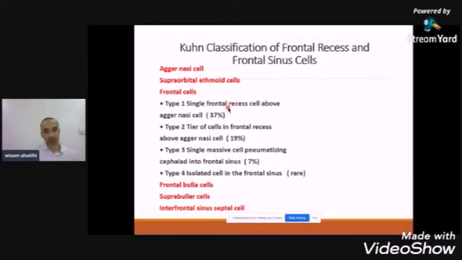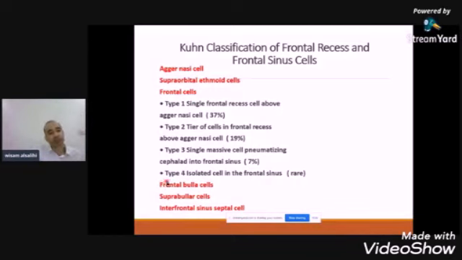The frontal cells are of four types. Type 1 is a single frontal cell above the agger nasi cell and constitutes about 37%. Type 2 is a tier of two or three cells in the frontal recess above the agger nasi cell, around 19%. Type 3 is a single massive cell pneumatizing into the frontal sinus, about 7%. Type 4 is an isolated cell in the frontal sinus, which is rare. This is the anterior group.